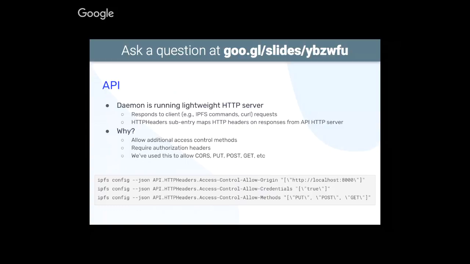In this case, we are going to allow cross-origin calls from localhost on 8000. The next one says we're going to allow credentials, and we set that option to an array of true. The last one is we're going to set our access control allowed methods to put, post, and get, so we feed it a JSON array there as well with quotes escaped. That's a nice way to interact with your config without having to worry about messing things up.